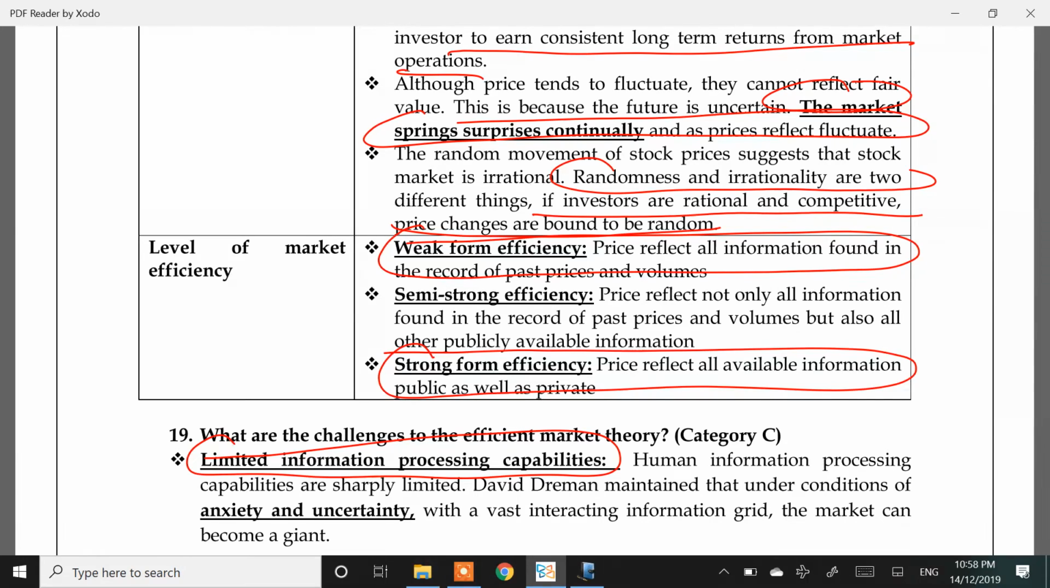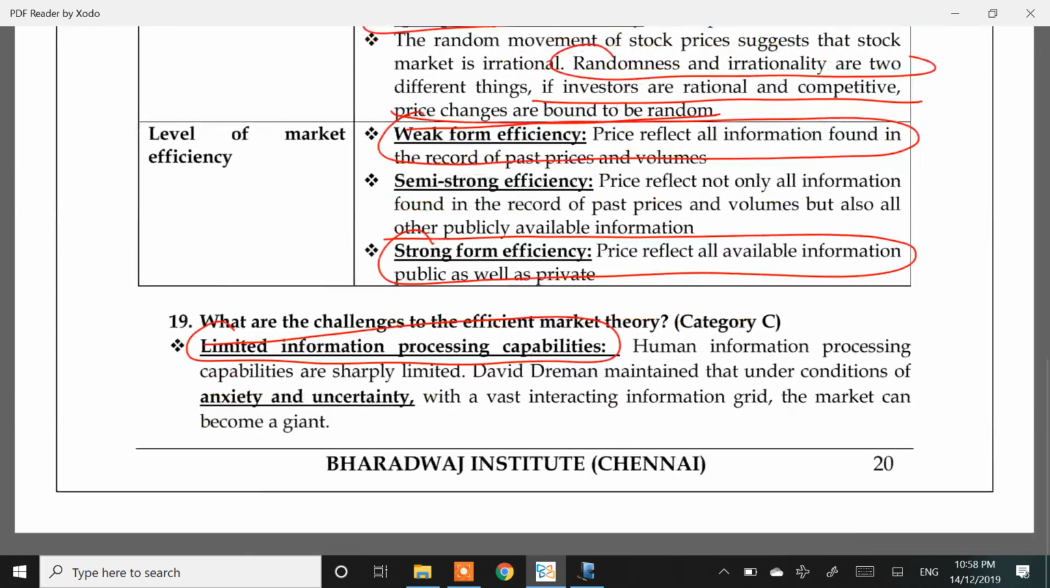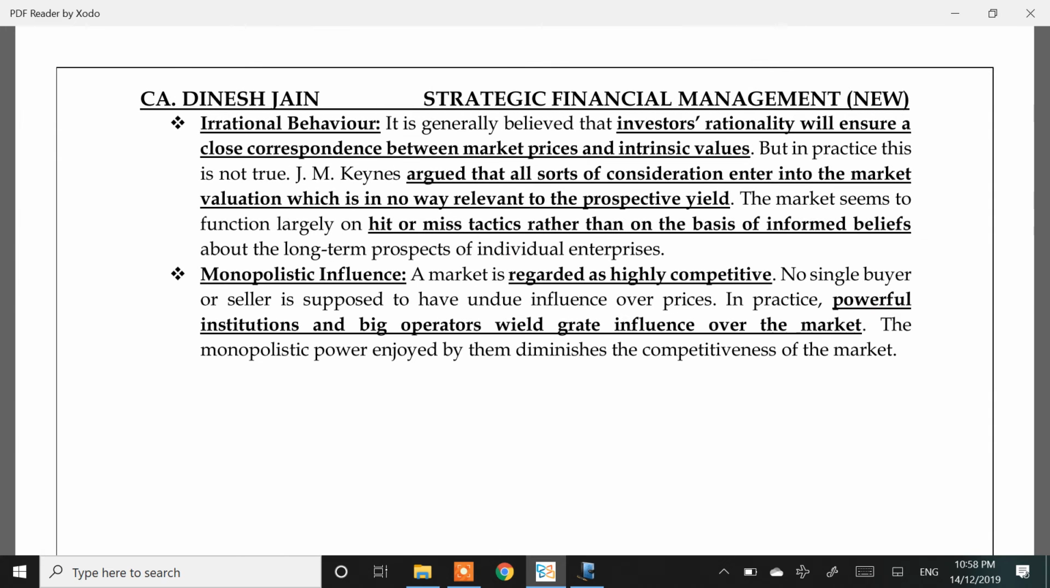Second is irrational behavior, which is also an important aspect. Investors are not normally rational. If they are not rational, your stock prices and intrinsic values may not have a close correspondence. You will not have a logic as to why they are buying a company, and you also do not have a logic as to why they are selling a company. Also, there can be a monopolistic influence: if there are powerful institutions and big operators, they can end up impacting the market in a big way.